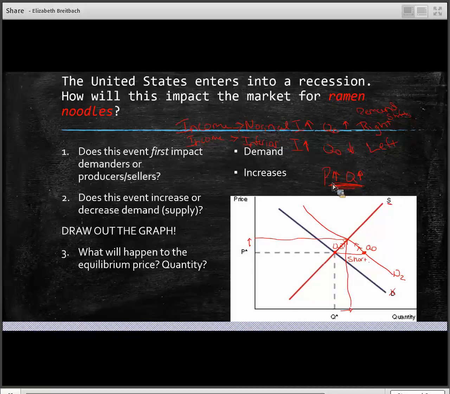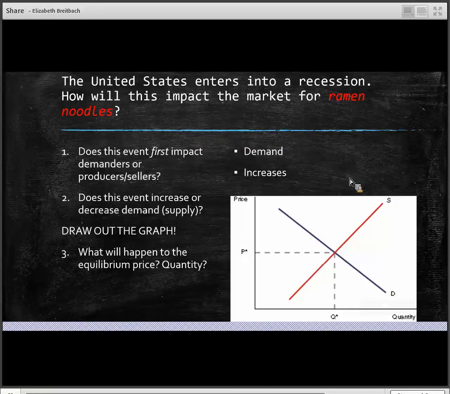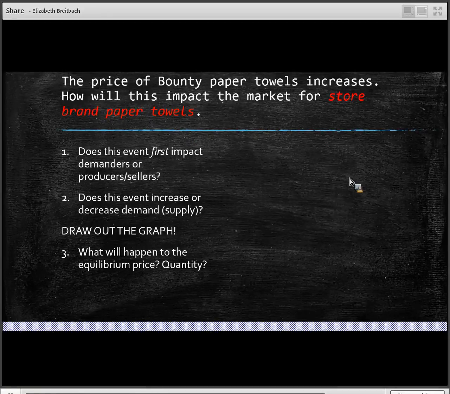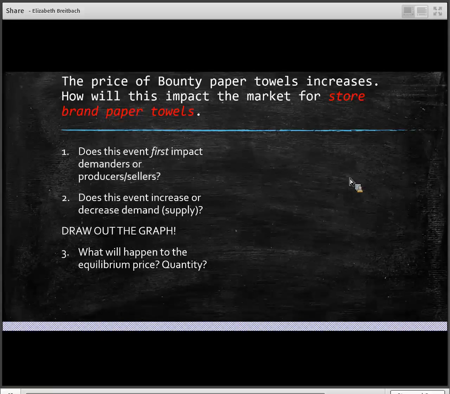All right, what about the next example? The price of Bounty paper towels increases. How will this impact the market for store brand paper towels? All right, so what we see here is I'm walking down the aisle. I usually buy Bounty paper towels. All of a sudden, the price of Bounty paper towels increases. How will this impact not the market for Bounty paper towels? Because in the market for Bounty paper towels, we just have that demand and supply, and price isn't here, it goes up, and now it's up here, and that's not what we're talking about. What we're talking about is the store brand, another brand of paper towels.